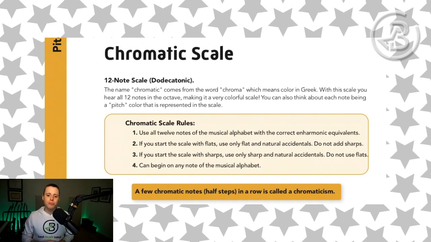Now, the name chromatic actually comes from the word chroma, which means color in Greek. With this scale, you're actually going to hear and play all 12 notes in the octave, making it a very colorful scale indeed. You can also think about each note being a pitch color that is represented in the scale. So a chromatic scale is going to use all 12 notes, all 12 half steps. If you think about the full musical alphabet going around, it's all those half steps.